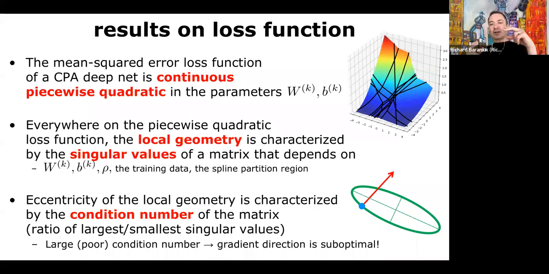And so this eccentricity, again, if you remember back to simple L2 squared loss optimization, is controlled by the condition number of the Hessian. Remember, the condition number is the ratio of the largest to smallest singular values. So what we're going to do is look at the singular values of this Hessian-like matrix on each one of these pieces of this piecewise quadratic loss function. And that's going to allow us to tell the difference between different deep net architectures.